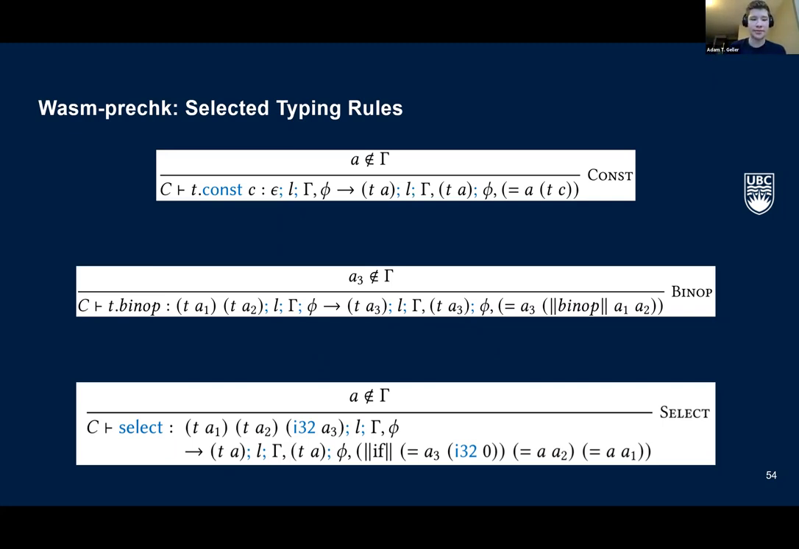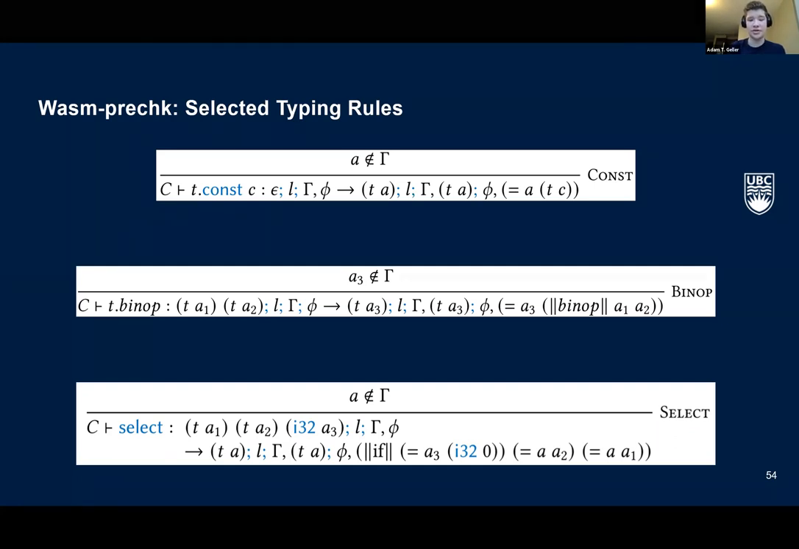Similarly for the binary operation, the shape of the stack in the precondition is two values of type T, but now we have the index variables A1 and A2 used to represent them. And in the postcondition, we have a fresh index variable, A3, also of type T, which is then constrained to be equal to the binary operation applied to A1 and A2. And I'll explain what those funky bars are in a minute because they also appear in the select rule.